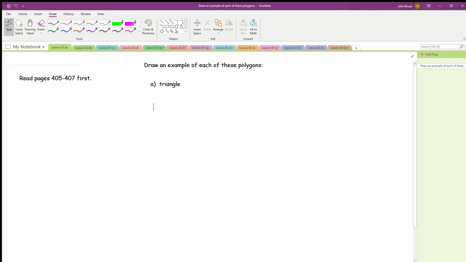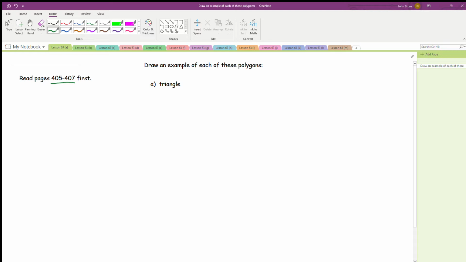Alright guys, this is lesson 63 and we're going to go through the lesson practice. Make sure that you have read page 405 through 407 before you start this lesson practice. I want to make sure that you work with me on a piece of paper so you have examples to help you through the written practice.